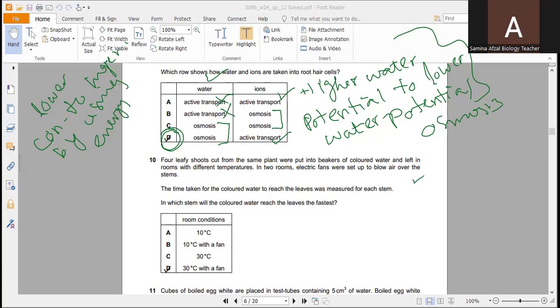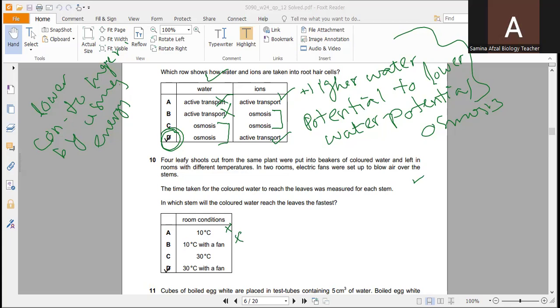So at temperature 10 degrees C, low temperature will result in slow transpiration. So this is not the correct option. B, 10 degrees C with the fan. This fan will help a bit, but the low temperature will still limit transpiration. So again, this is not the correct option.